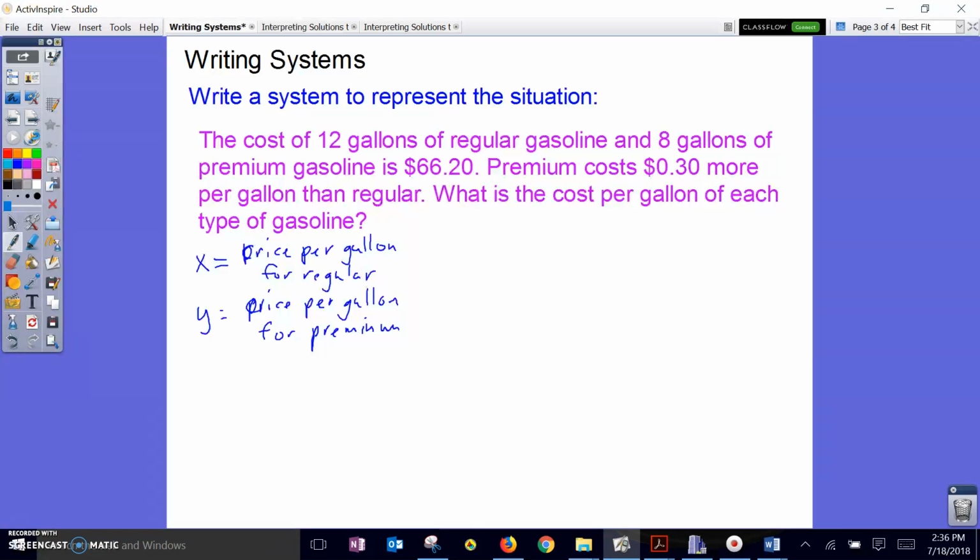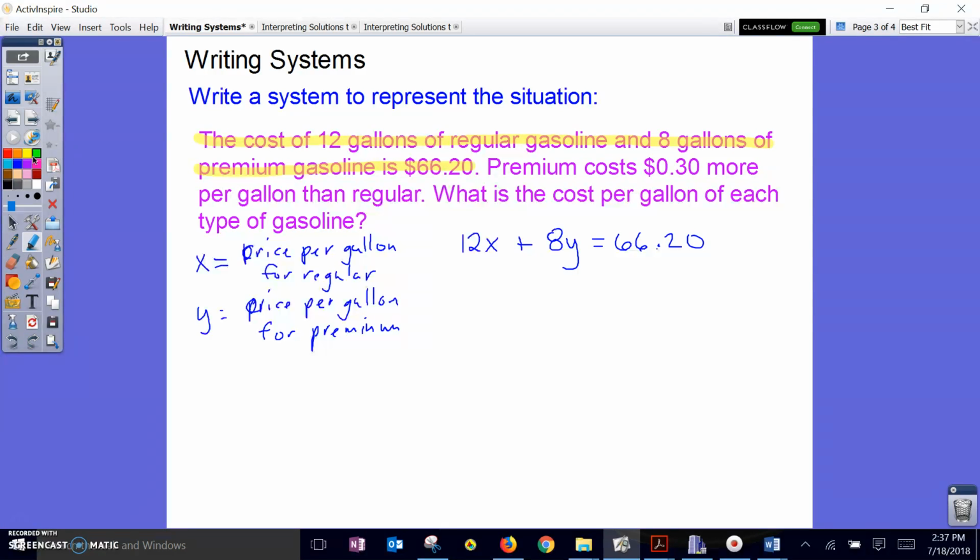And then I'm going to read carefully through the problem again to take the information and turn it into equations. Start with the first sentence. Cost of 12 gallons of regular and 8 gallons of premium is $66.20. So 12 times the cost of a gallon of regular and 8 times the cost of a gallon of premium is equal to 66.20. There's one equation in our system.